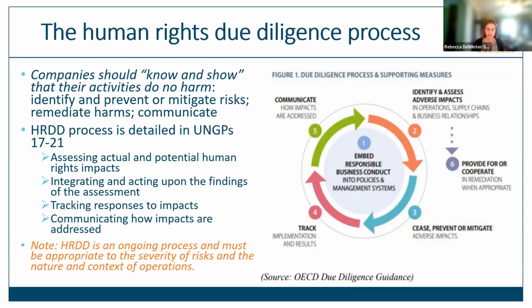The third step, tracking responses to impacts, involves verifying that impacts are effectively being addressed and human rights policies implemented accordingly by utilizing appropriate quantitative and qualitative indicators and drawing on feedback, again, including from affected stakeholders. And then finally, companies, as well as investors, must communicate externally how impacts are addressed. Communications can take different forms and frequencies, but must be undertaken in a way that is accessible to affected stakeholders and allows for an evaluation of the adequacy of a company's response to negative human rights impacts.